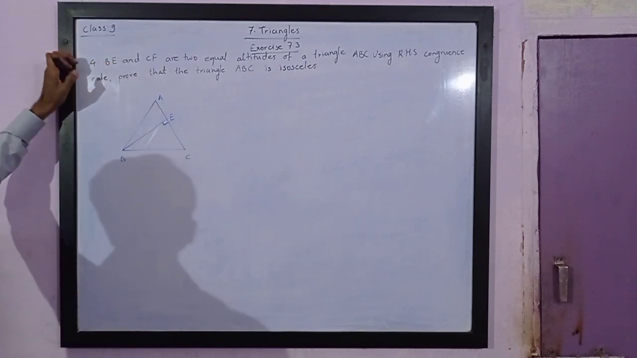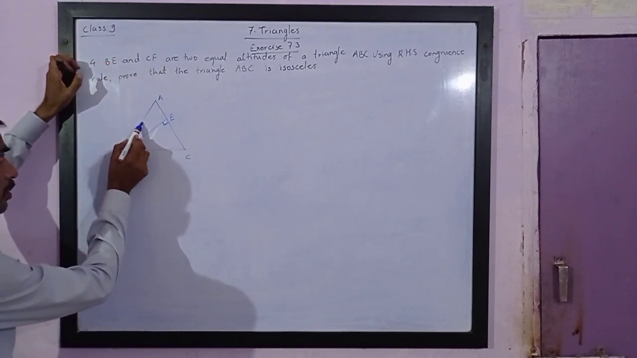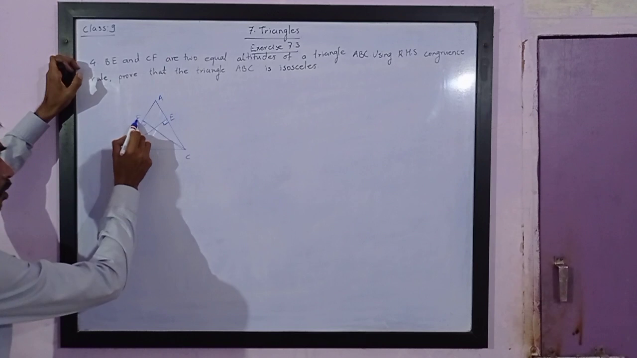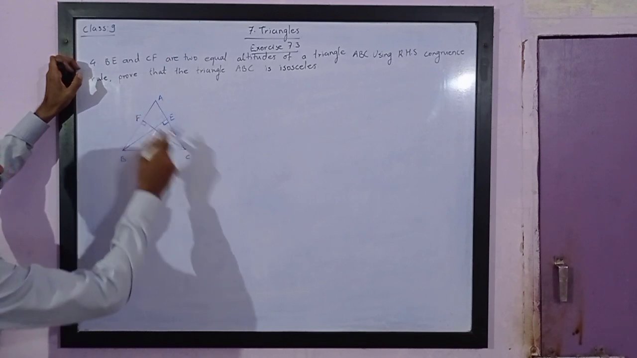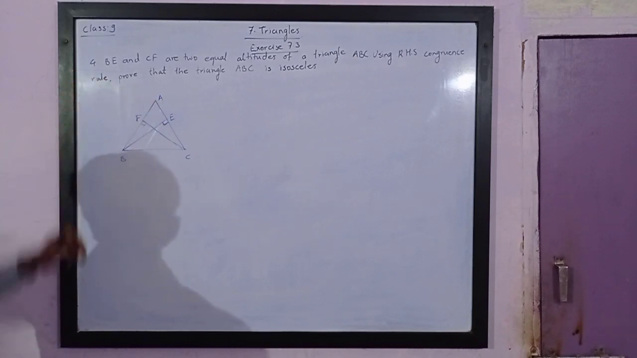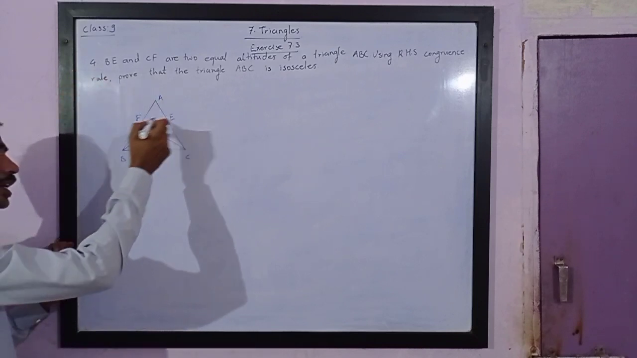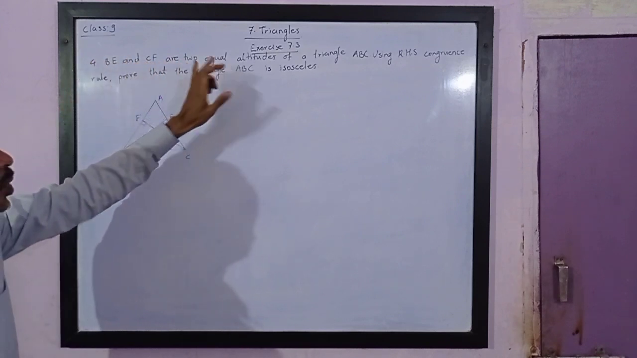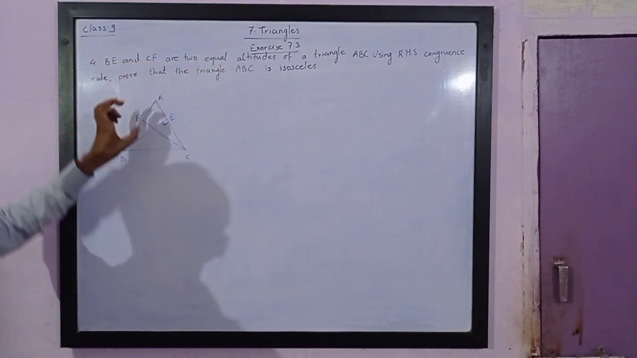And CF is also perpendicular. So this CF is also perpendicular. This vertex is F. CF is also an altitude of the triangle ABC. Now see, BE is the altitude and CF is the altitude. We are given BE and CF are two equal altitudes. We are given that BE is equal to CF.